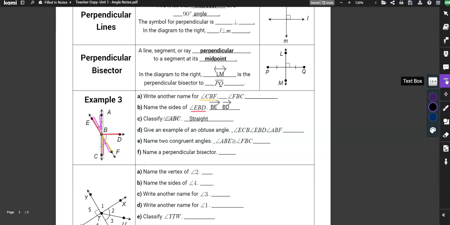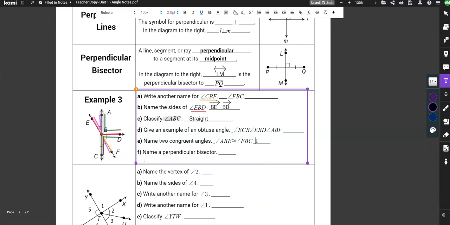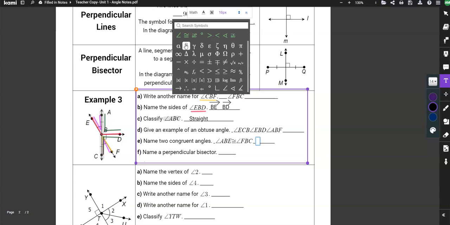Okay. The other congruent pair is going to be a set of right angles. We have ABD and we have DBC. Okay. So that is our other pair. So angle ABD is congruent to DBC. Angle DBC.